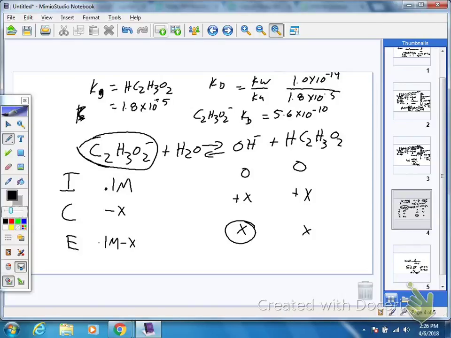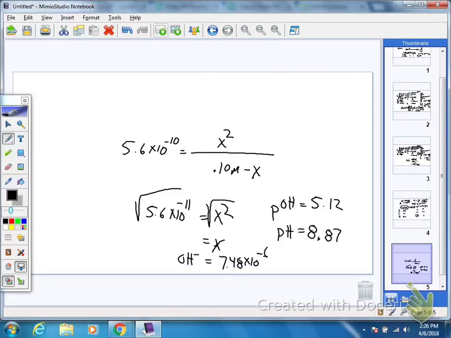When we solve for X, that gave us a number that would have been 7.48 times 10 to the minus 6. That would have been the OH concentration. If you would take the negative log of that, you get 5.12, which is the POH. And then to get the pH, you take 14, subtract 5.12, and you get the pH.